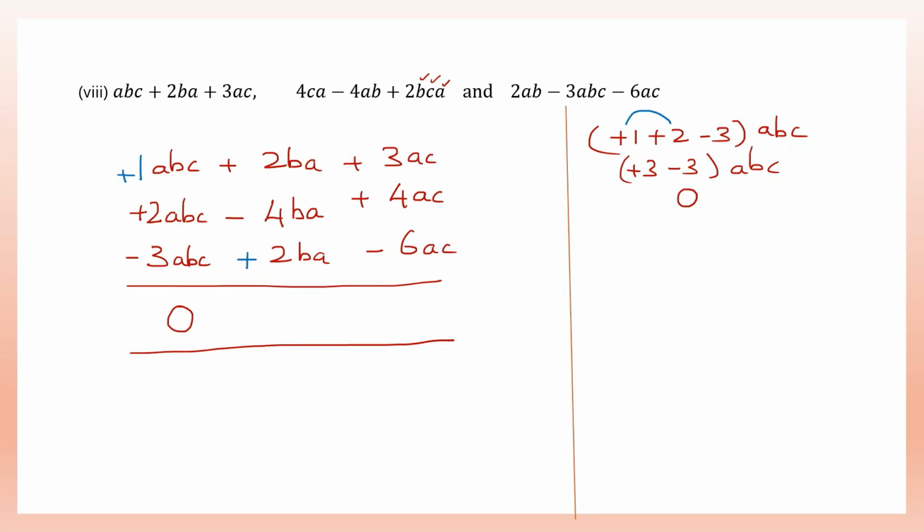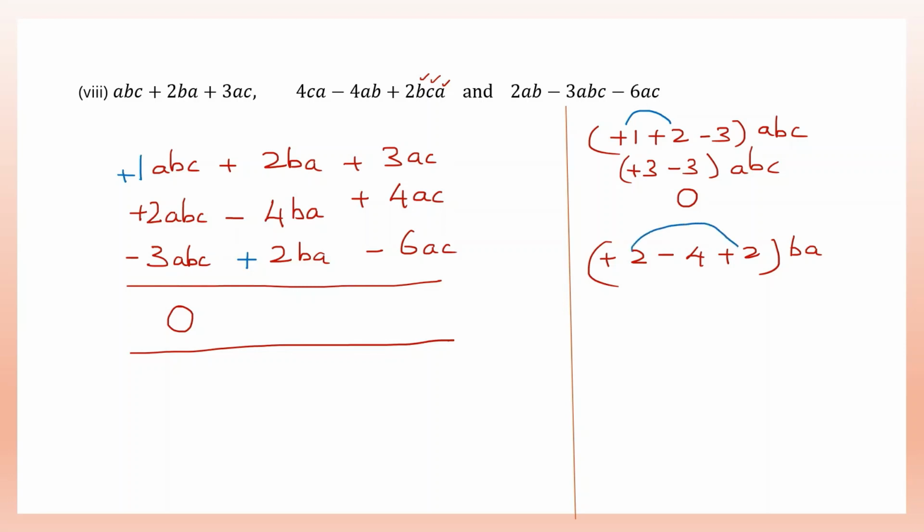Moving on to the next one, let's write the numbers. Plus 2, minus 4, plus 2 BA or AB. Add up the numbers that have the same sign, plus 2 and plus 2.